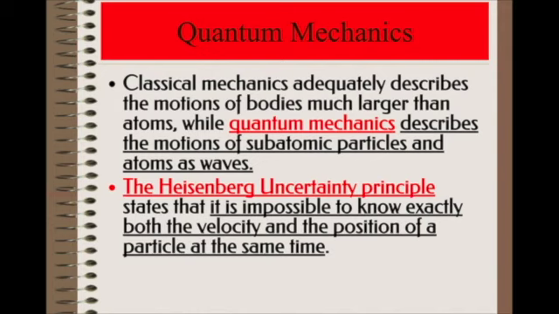You also need to know the Heisenberg uncertainty principle, which basically says it is impossible to know exactly both the velocity and the position of a particle at the same time. Because electrons and atoms are always moving, you can calculate how fast they're moving, or you can calculate where their general location is.